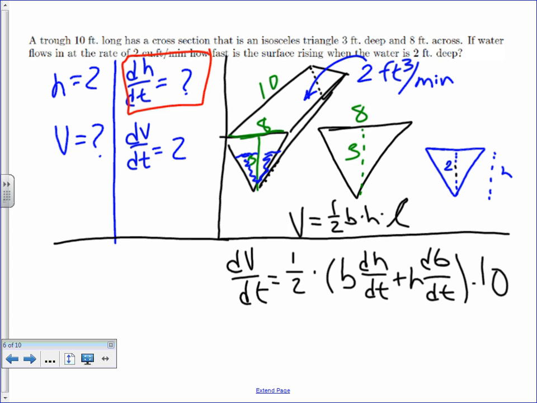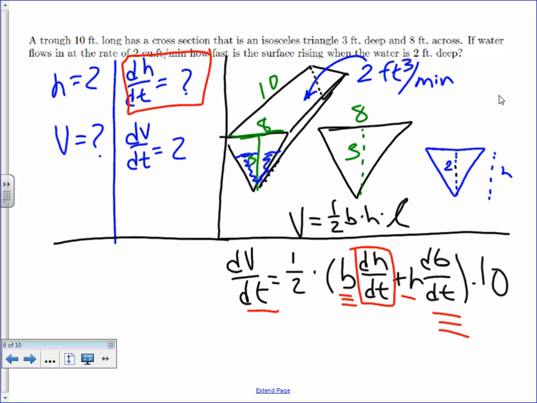We do have dV dt, the rate at which the water is changing. We want dH dt, so that's okay to not have yet. We have H, we have the height of the water. dB dt, do we have that? No. Do we have B? No. So we're missing a few things here. We're missing both the base and the rate of change of the base. Okay, two things.